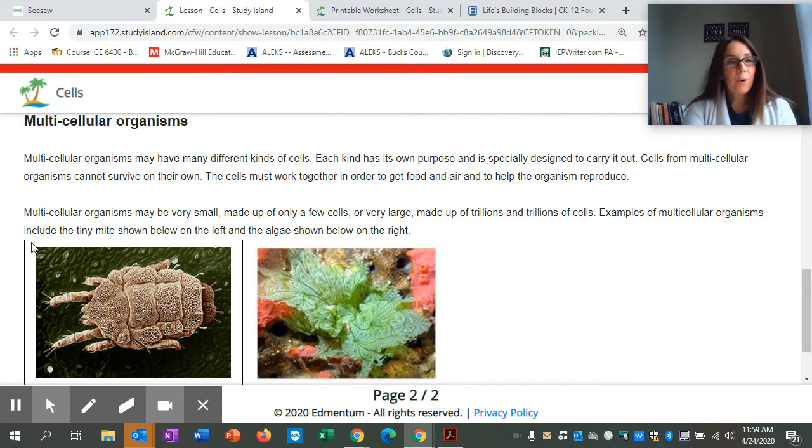Examples of multicellular organisms include the tiny mite shown below on the left and the algae shown below on the right.